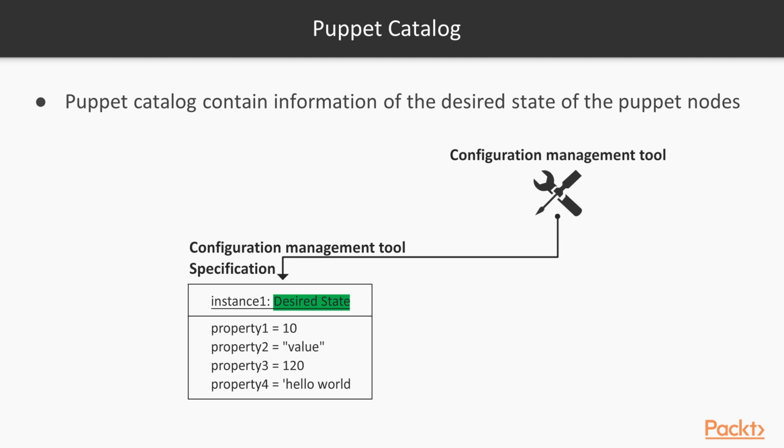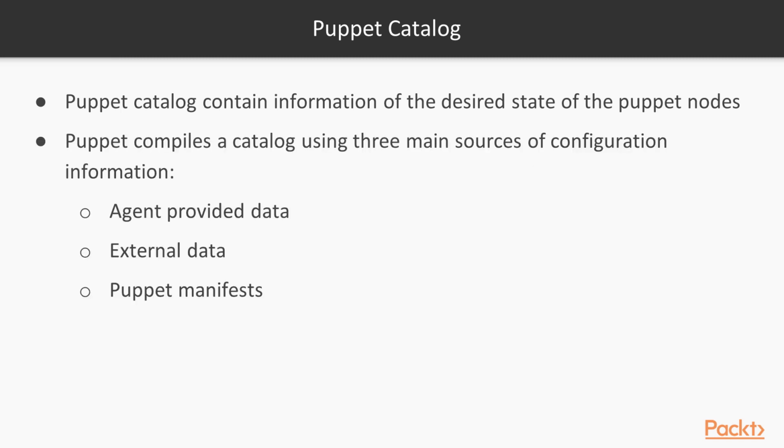Puppet compiles a catalog using three main sources of configuration information. The first is agent-provided data, the second is external data, and the third is Puppet manifests. All of these resources are used by both agent or master deployments and by standalone Puppet apply nodes. So let's review the Puppet catalog compilation process.